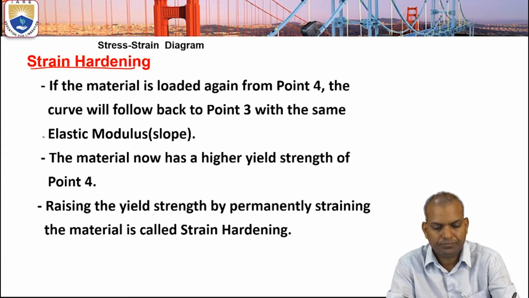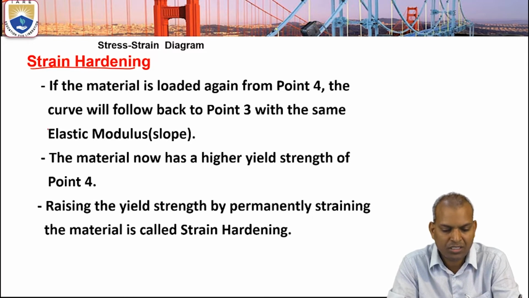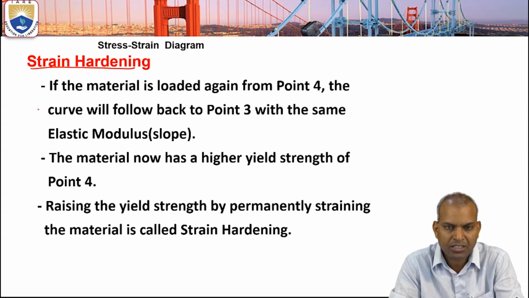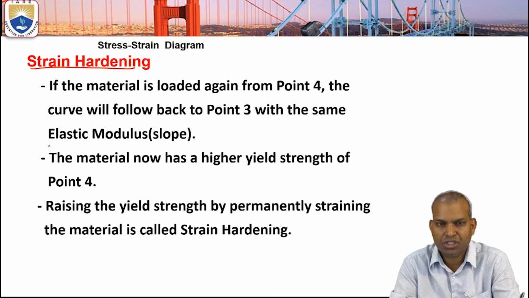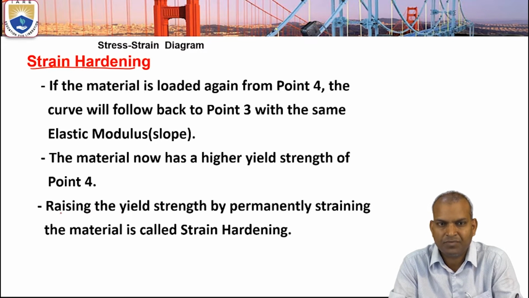So within the same elastic modulus, it will flow back to point 3. When the material is loaded again from point 4 to point 3, it goes back. Now, this material now has which strength? Higher yield strength at point 4. Raising the yield strength by permanently straining the material is known as strain hardening.